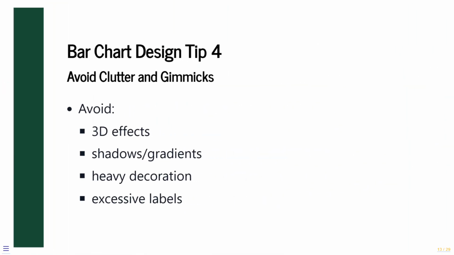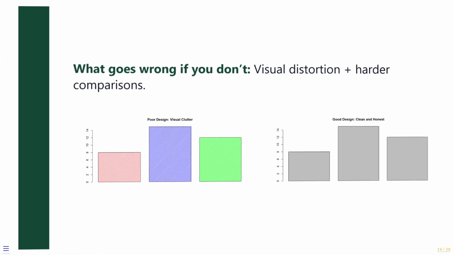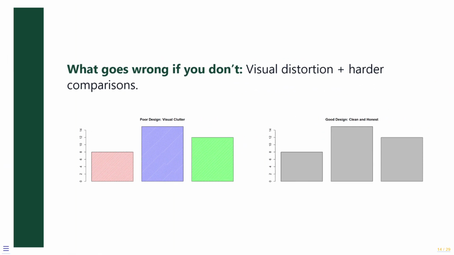Decorative elements such as 3D bars, shadows, gradients, icons, or excessive labels do not add information. Instead, they distort perception, make values harder to compare, and distract from the data itself. What goes wrong if you don't? 3D effects change apparent bar lengths depending on viewing angle, and visual clutter overwhelms the message.